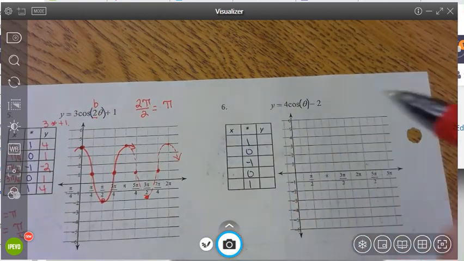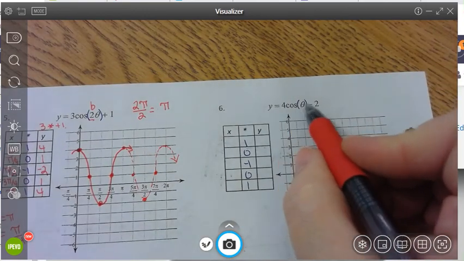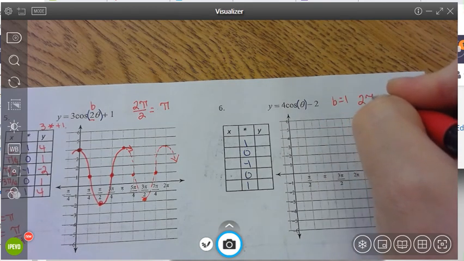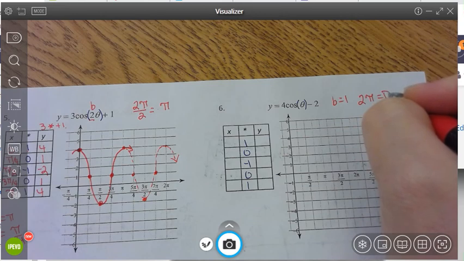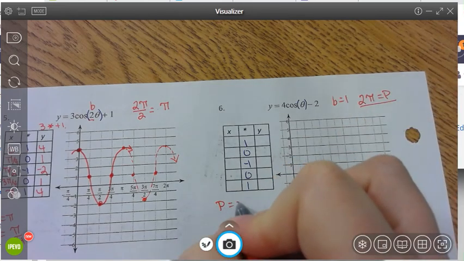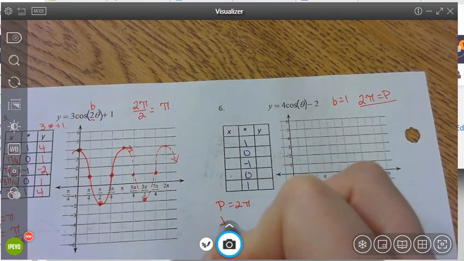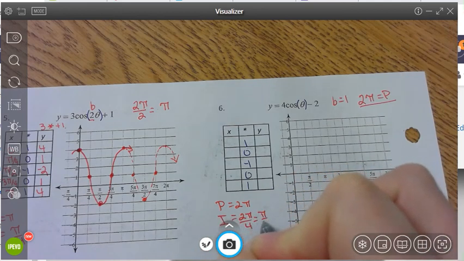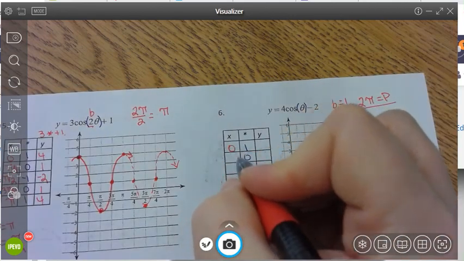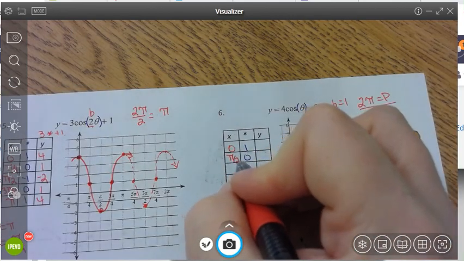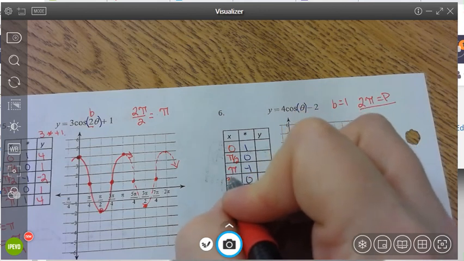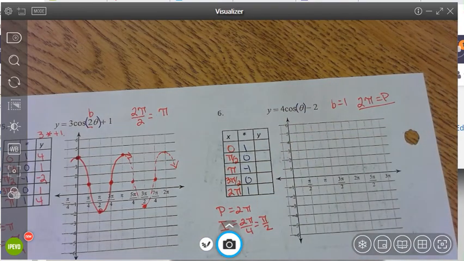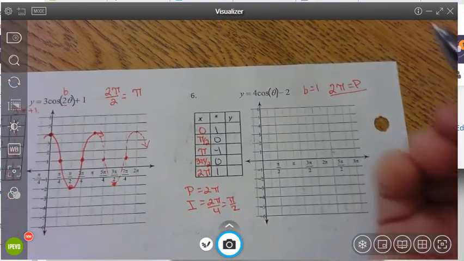All right, looking at this one. Again, our b is 1. So this has to be done by 2 pi. That is your period. So if period equals 2 pi, increment is equal to 2 pi over 4, which is pi over 2. So I'm going to start at 0, go up pi over 2. The next ones are pi, 3 pi over 2, and 2 pi. Nice ones. I vote for more of these.